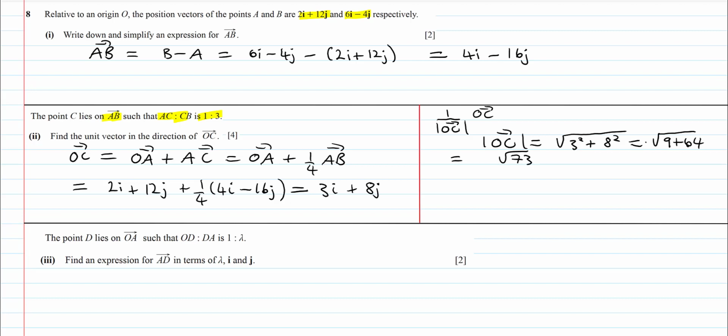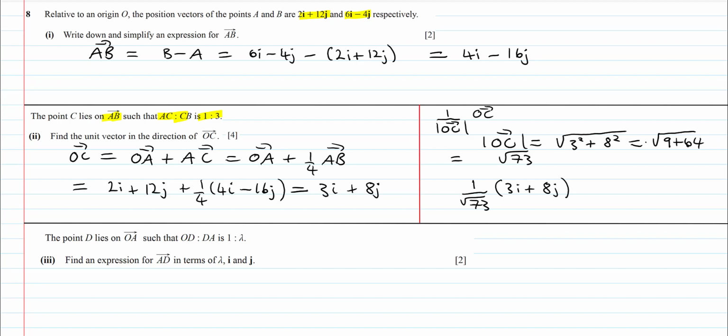Therefore our unit vector in the direction of OC is going to be 1 over the square root of 73 times our vector OC, which is 3i plus 8j. So that is part 2.